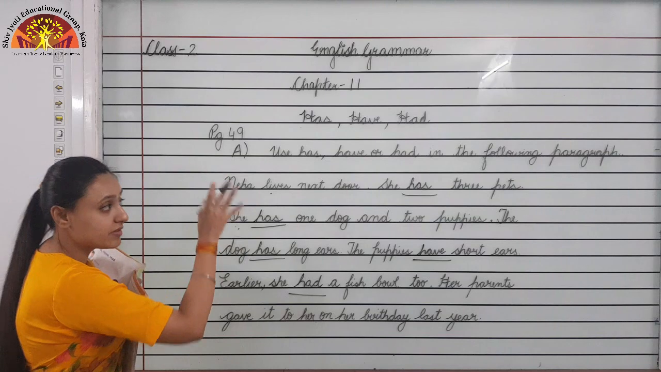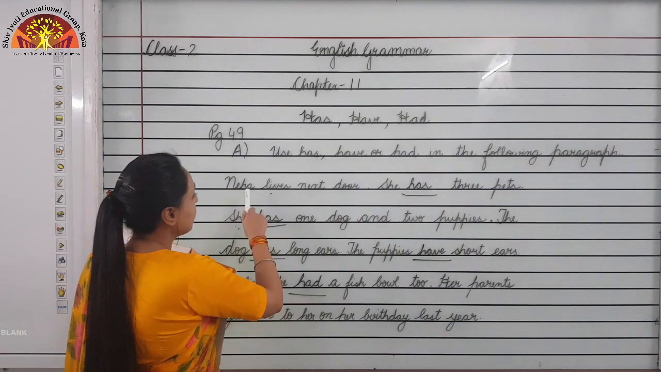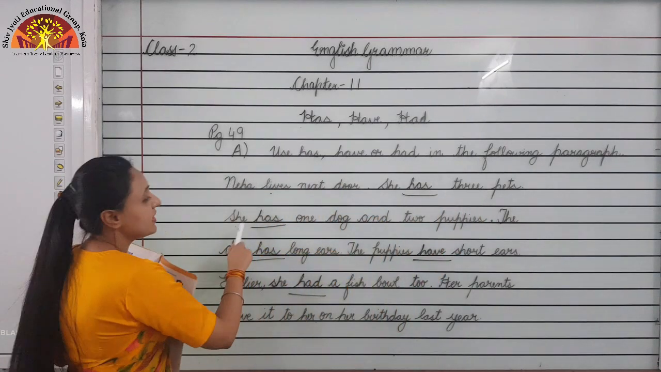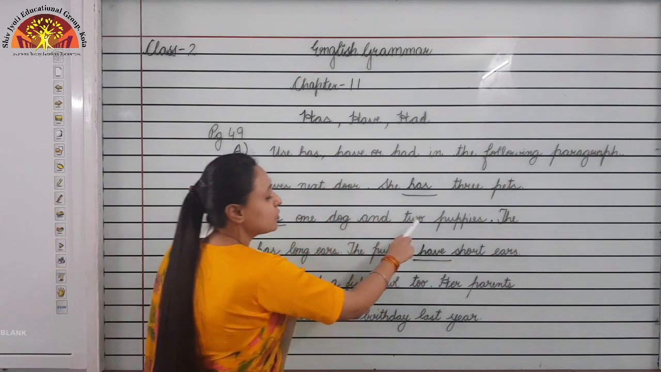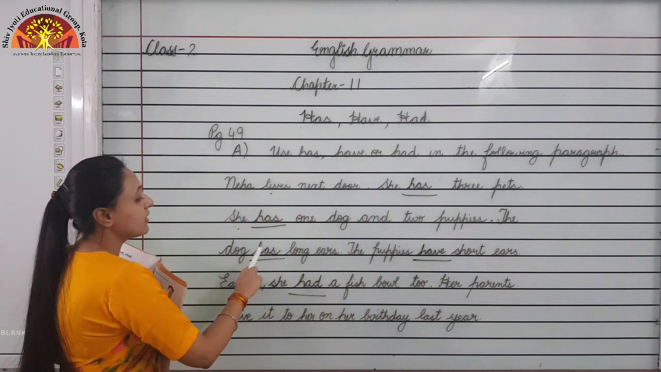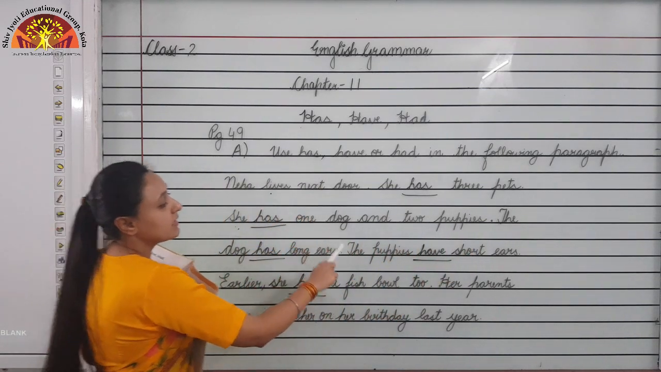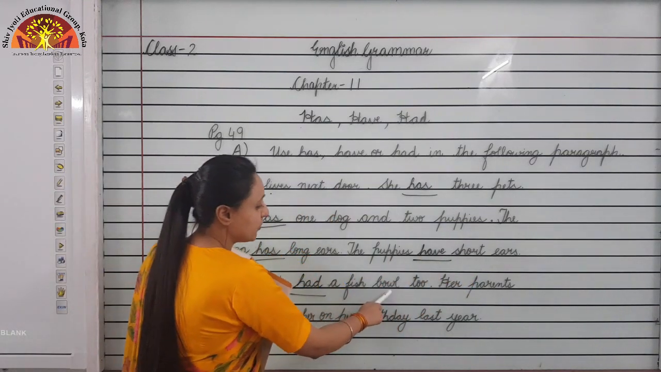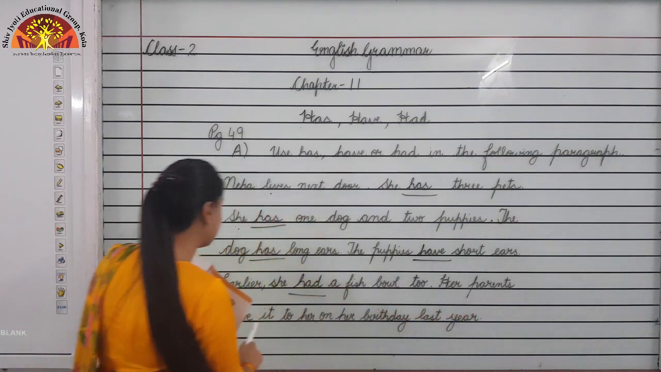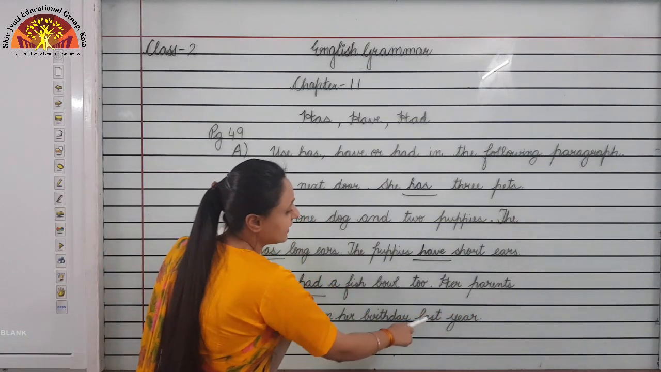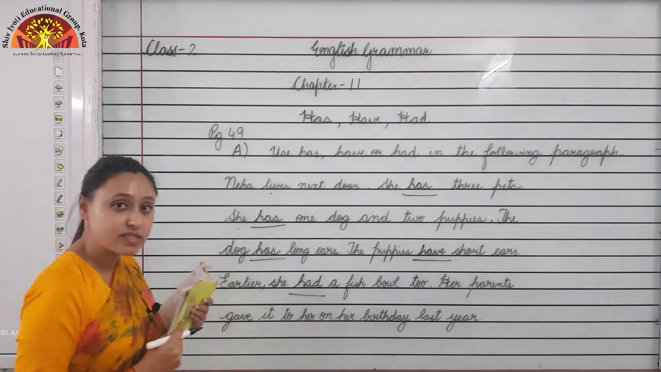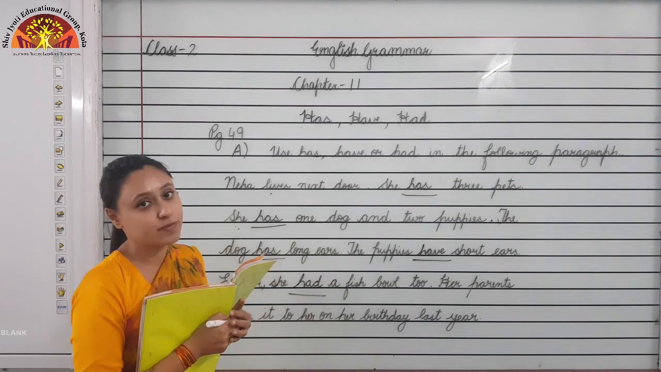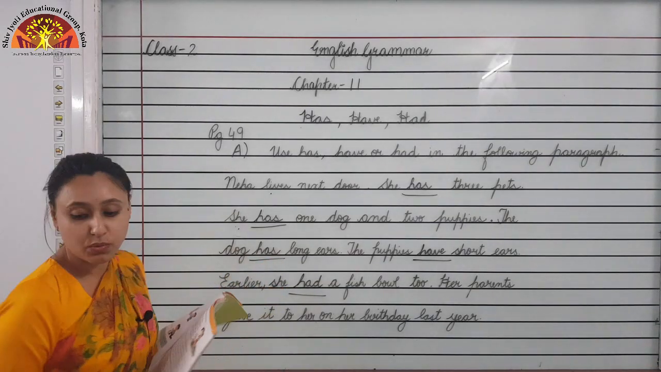So children, we will read it again. Listen carefully. Neha lives next door. She has 3 pets. She has 1 dog and 2 puppies. The dog has long ears. The puppies have short ears. Earlier she had a fish bowl too. Her parents gave it to her on her birthday last year. So children, I hope this is clear to you that we use has and have for present tense and had for past tense. Okay, now we move to question B.